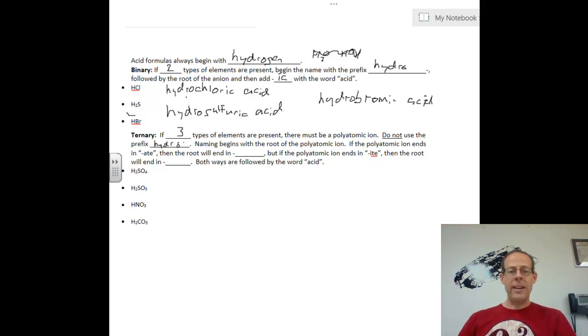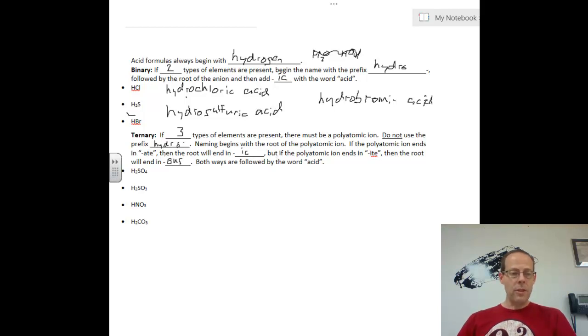If the polyatomic ion ends in ate, so nitrate, sulfate, carbonate, anything like that, then the root will end in the suffix ic. However, if the polyatomic ion ends in ite, so nitrite, sulfite, then the root will end in the suffix ous, which is just O-U-S. And in both cases, they're followed by the word acid.